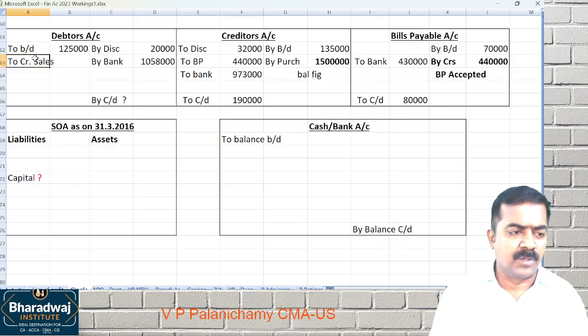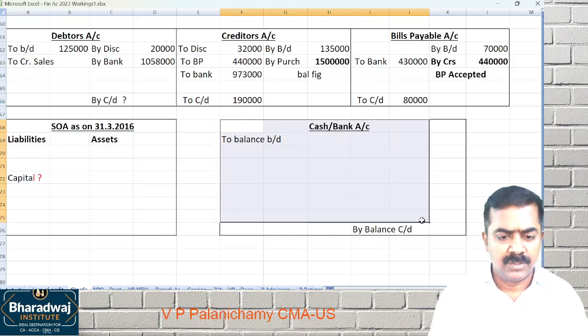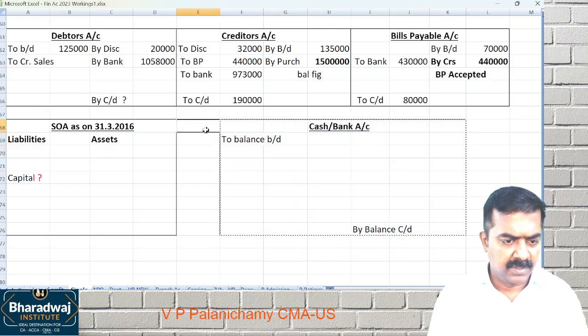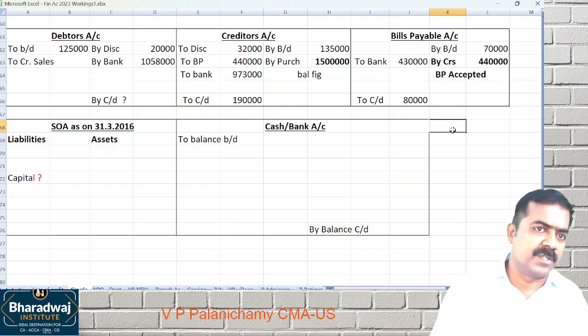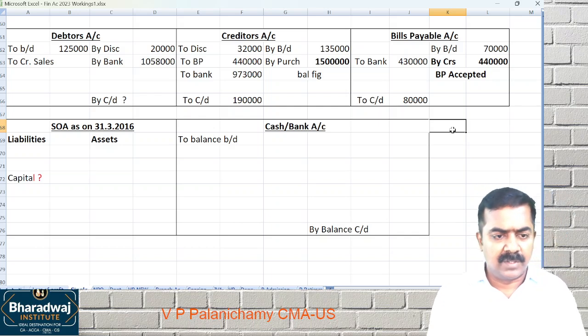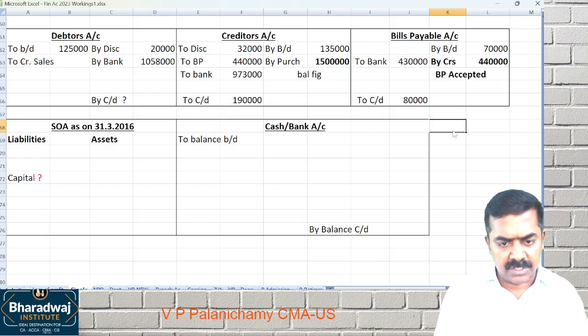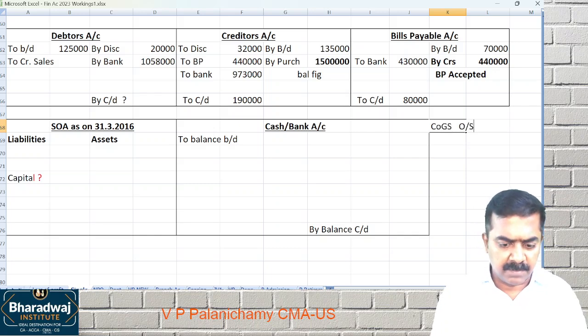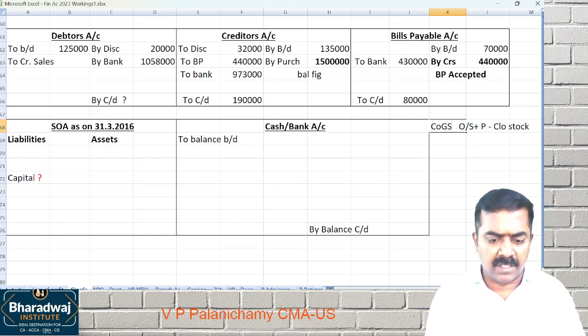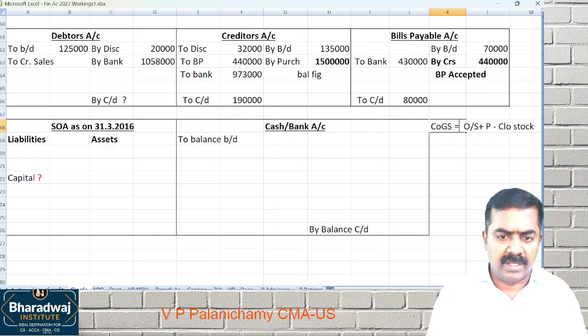How can we work out two balancing figures? It's not possible, right? So what do we have to do? Let us find out based on cost of goods sold. Total sales minus cash sales will give us what? Credit sales. What is the cost of goods sold? Opening stock plus purchases minus closing stock.